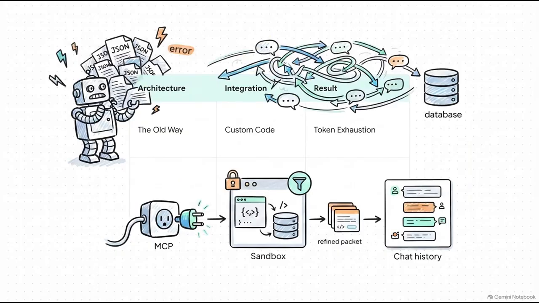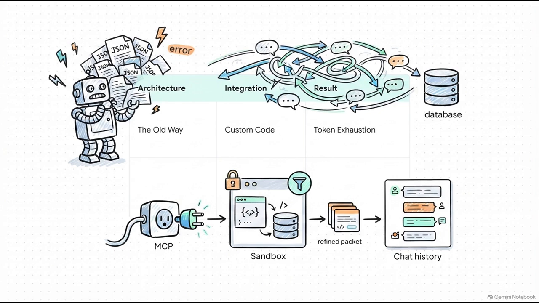Let's really break down this shift. The old way relied heavily on custom binding code and these repetitive, natural language round trips. Every time the agent queried a tool, massive raw JSON payloads were dumped straight into the chat history. The model had to literally read all that raw data, leading straight to token exhaustion.